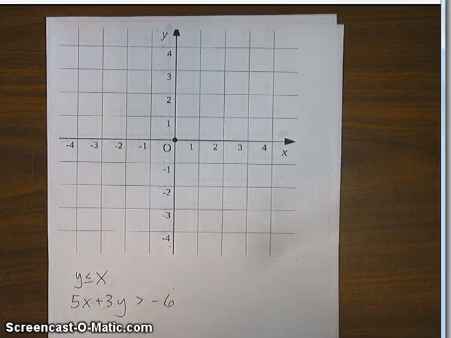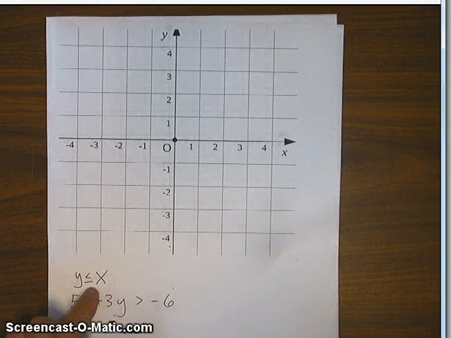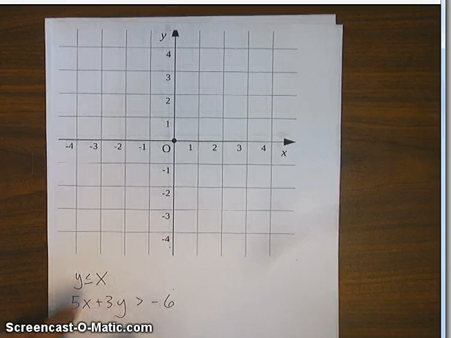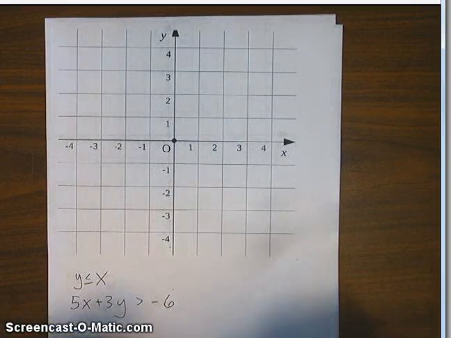And what this is tantamount to doing is graphing and figuring out the solution set, which is the area that is shaded multiple times. So let's just get into it. Y is less than or equal to x. I'm going to go ahead and graph this line. I'm just going to pick a color.